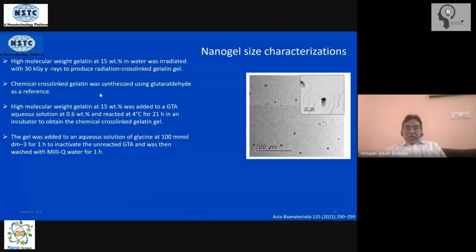And we can follow the chemical cross-linking route. With no addition of glutaraldehyde, in both cases we have to irradiate it with gamma radiation. We had done physical cross-linking, and we did the chemical cross-linking. Now we can directly go from there and create the gelatin gel.